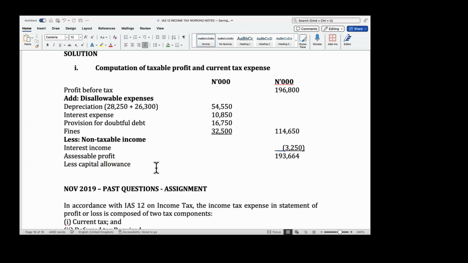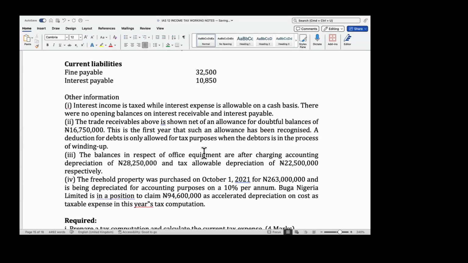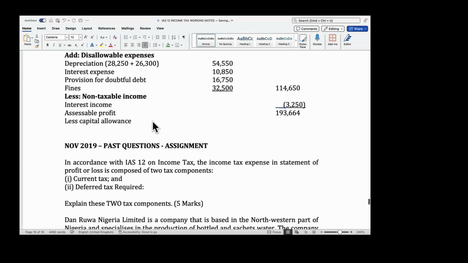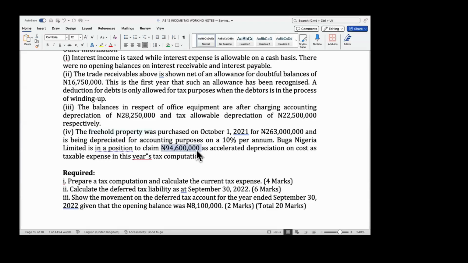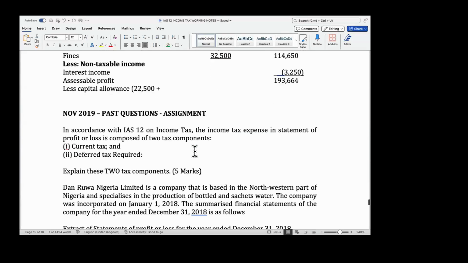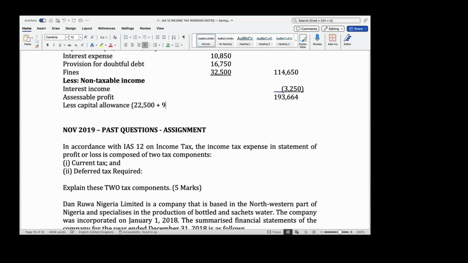My capital allowance for the office equipment is 22,500. That's what they call tax allowable depreciation. And for the freehold property, the capital allowance is 94,600. So what's the addition of the two? 117,100 naira.